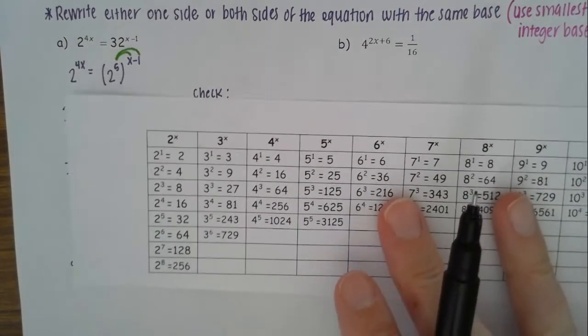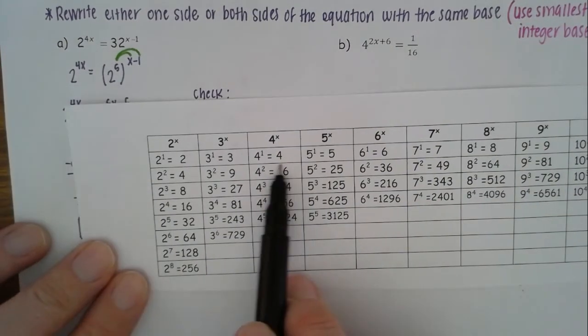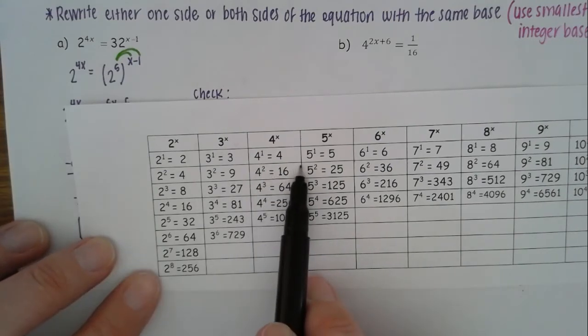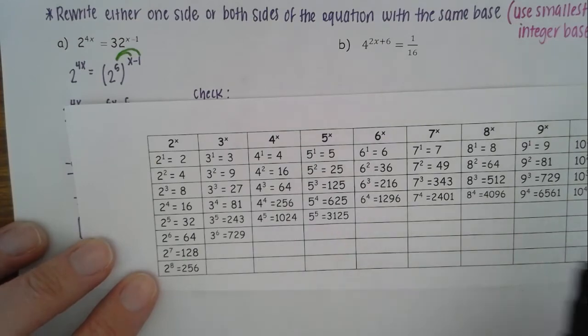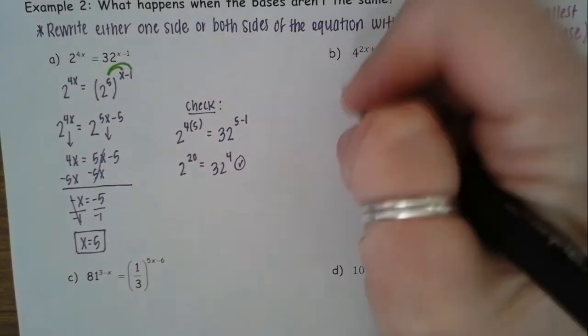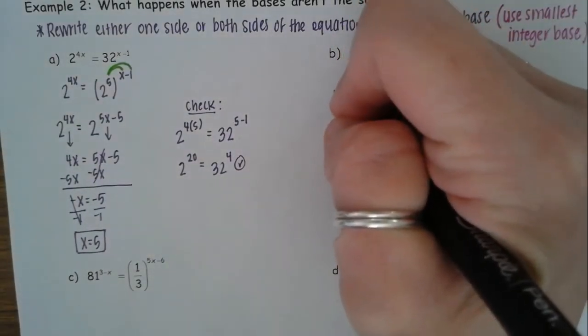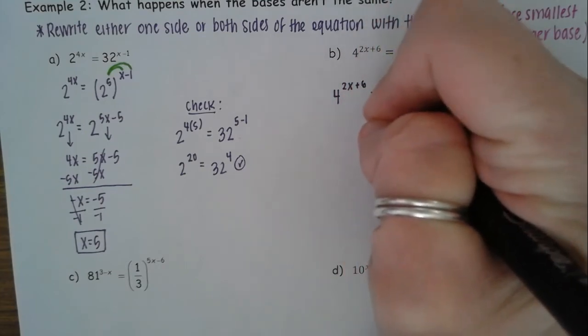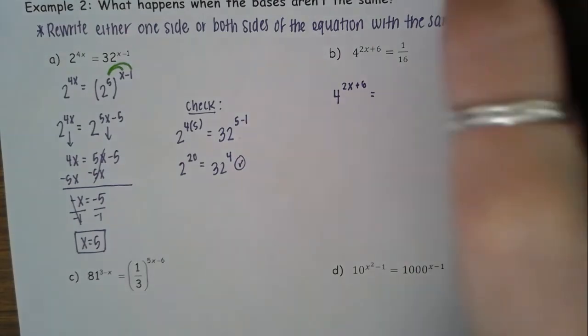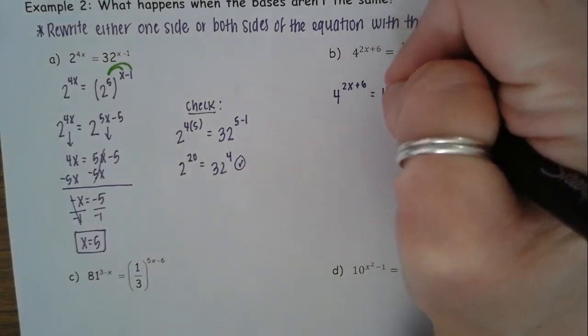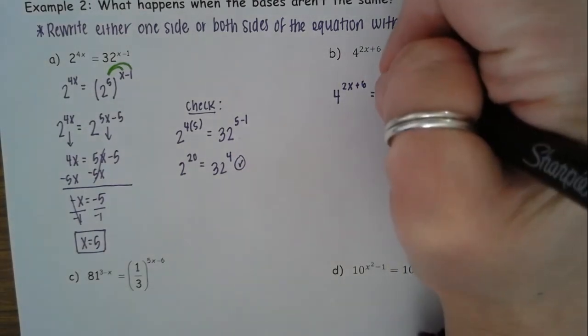So if I look in my exponent chart, I see that 4 squared is equal to 16. Well, that would mean that 4 to the negative 2 power would have to be 1 over 16. So again, I'm going to leave my base of 4 to the 2x plus 6 alone on the left-hand side, and I'm going to take this right-hand side and rewrite it as 4 to the negative 1 power. I'm sorry, 4 to the negative 2 power.